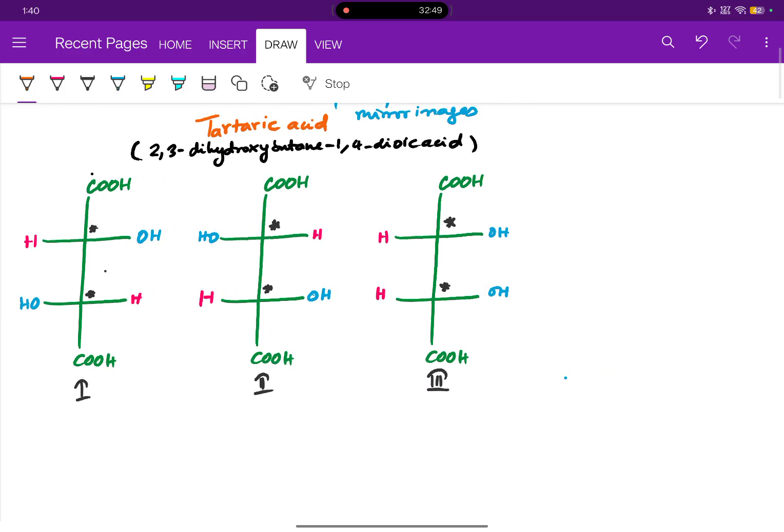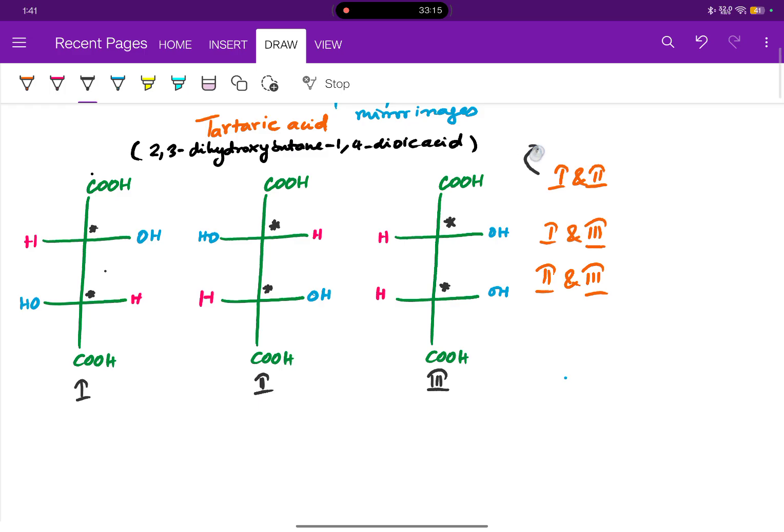Now you can pair, no? 1 and 2 you can pair. 1 and 3 you can pair. 2 and 3 also you can pair. Correct? Have I paired everything? Yes, sir. 1 and 2 are mirror images, right? And they are non-superimposable mirror images. Can I say like that?